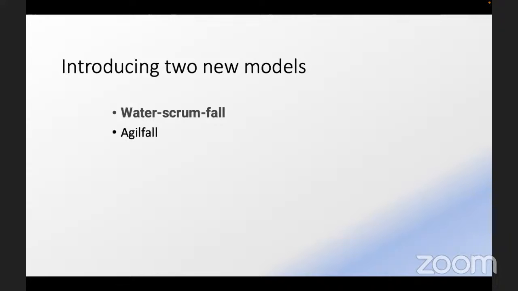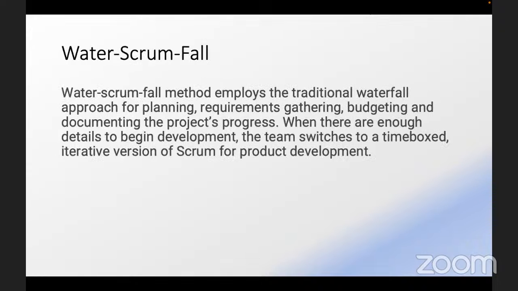Now, this will take us to a whole new approach for this class. We have 2 new models. One is called the Water Scrum Fall, and the other one is the Agile Fall. Okay, 2 new models. Now, the Water Scrum Fall model employs the traditional waterfall approach for planning, budgeting, and documenting the project's progress.